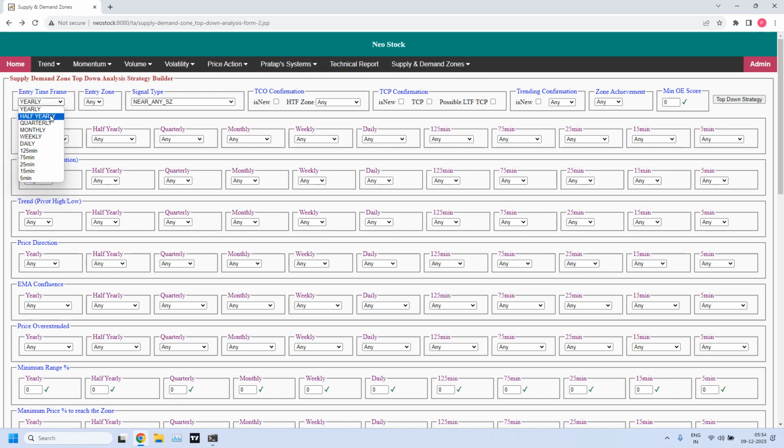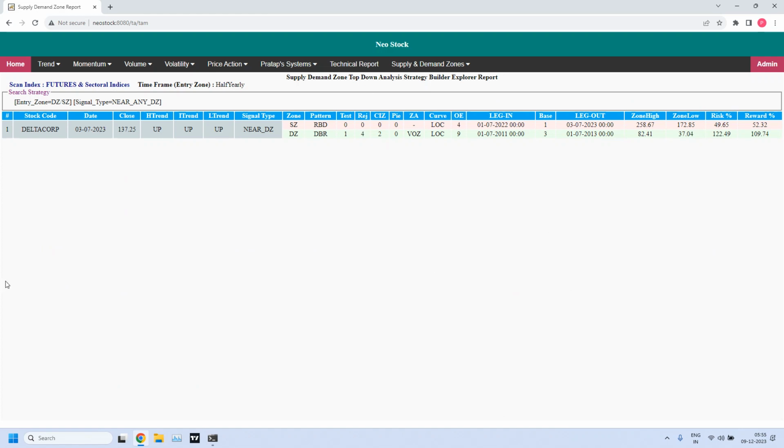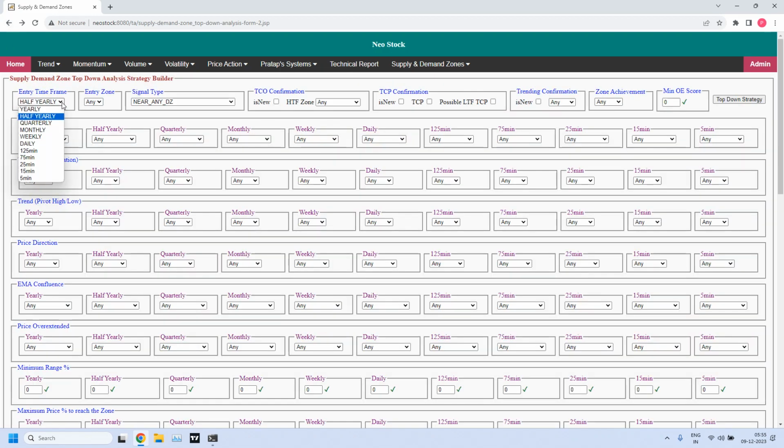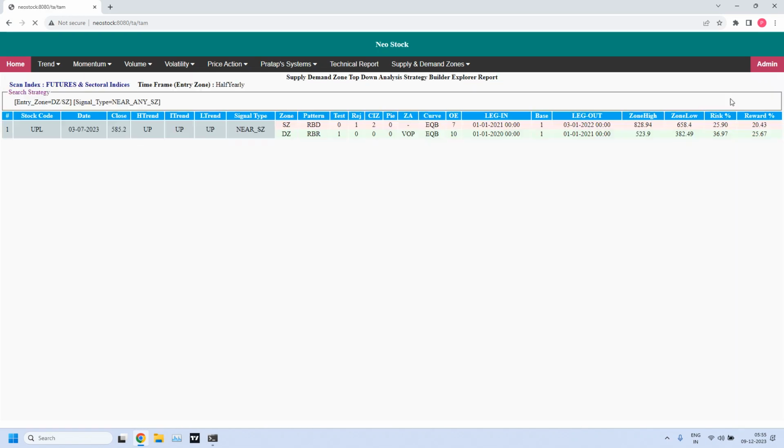Now let us generate for half yearly time frame. Entry time frame is half yearly. Let us find the stocks near half yearly demand zone. So one stock is filtered which is near half yearly demand zone. Let's go back. Entry time frame is half yearly. Let us find the stocks near half yearly supply zone. So one stock is filtered.